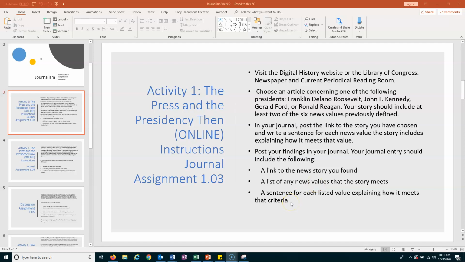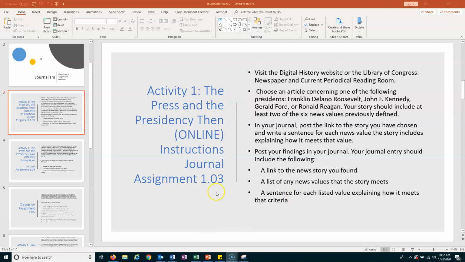Then the last thing that you're going to do is write a sentence for each news value that you found, explaining how it meets the criteria. So if you find an article about Ronald Reagan and it was written a couple of days ago and it's timely, so that would be your news value, right? And then you're going to say, well, the article was written a week ago and it's talking about something that just recently happened, so that makes it timely, right? So that's all I need. That's what I'm looking for.